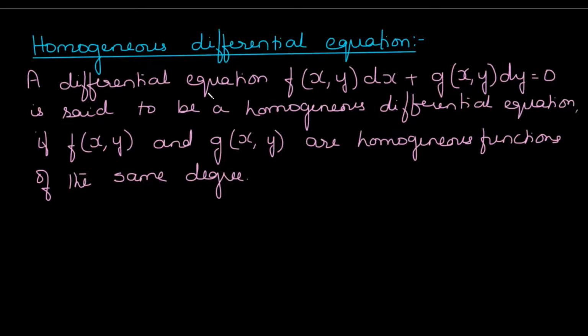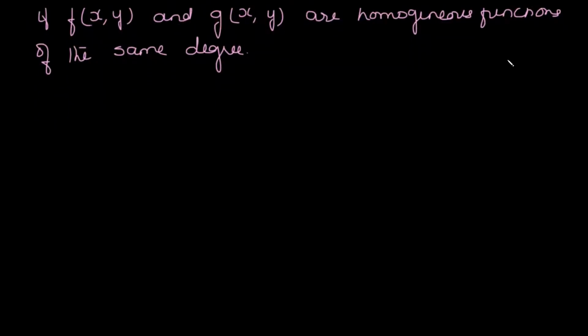So a differential equation can be a homogeneous differential equation if the functions involved in it are homogeneous functions, and that too they have the same degree. Then we can say that the differential equation is a homogeneous differential equation. Again, we can understand in a better manner if we take examples, so let me show it to you with the help of some examples.